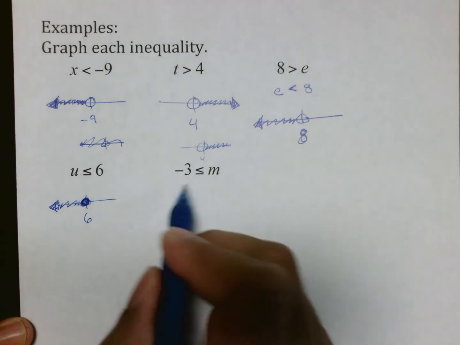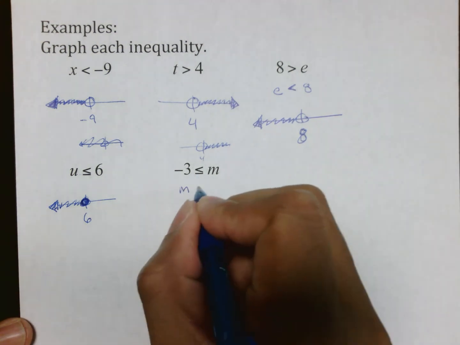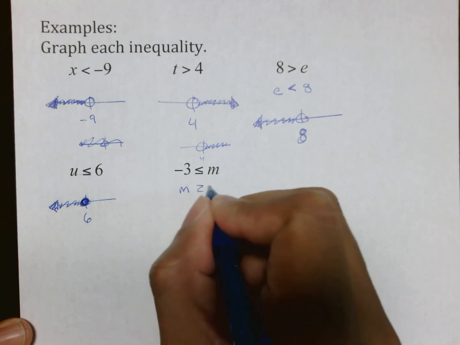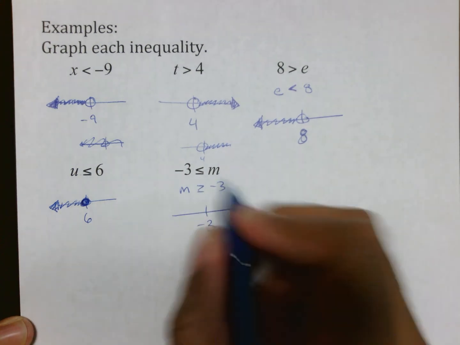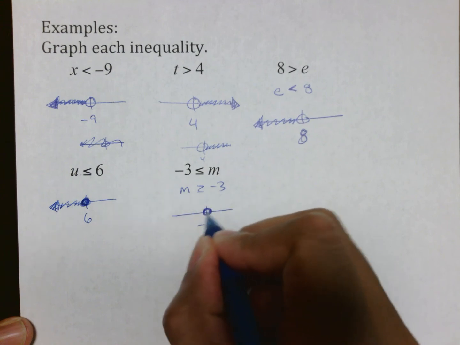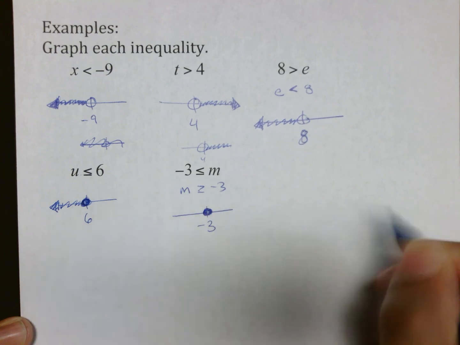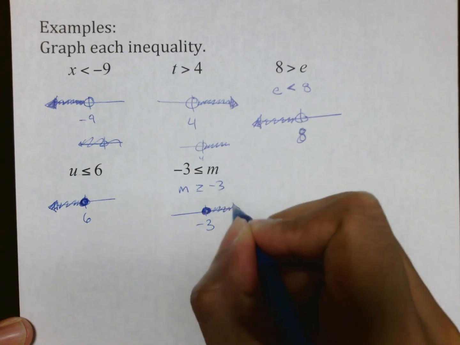And then the last one, -3 is less than or equal to m. m is on the wrong side, so we want to flip it and put your -3. Label your -3. I can put a -3 in there because it's got the equal to part, which means that this is equal to that number. And then we go off to the right.